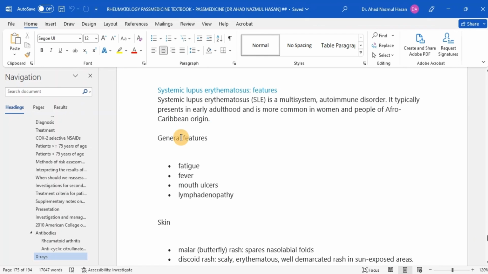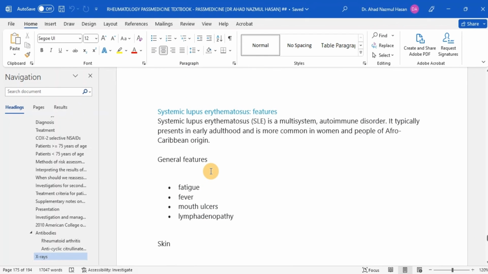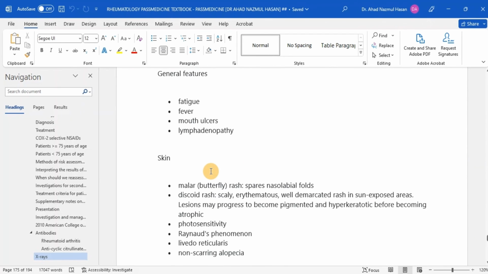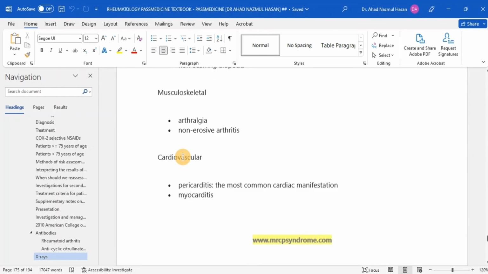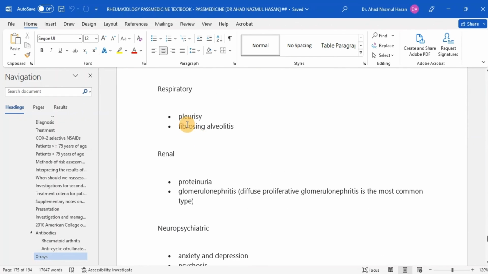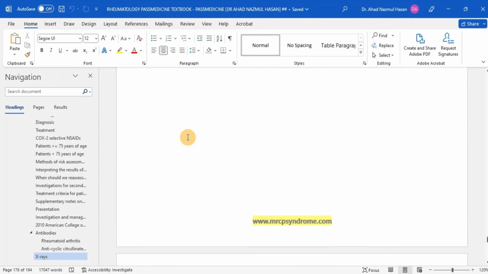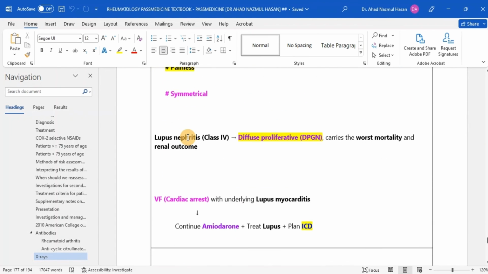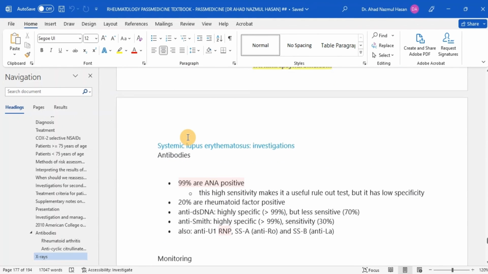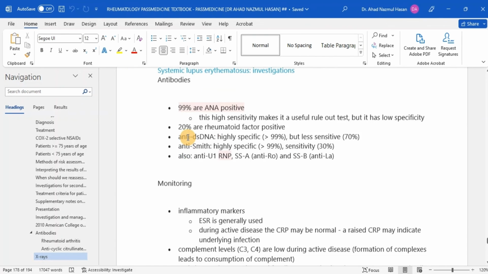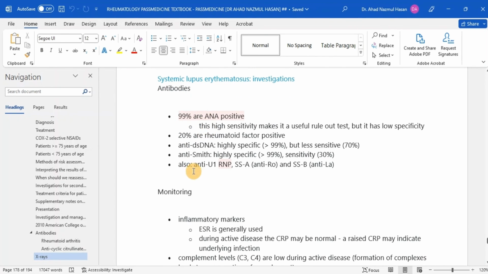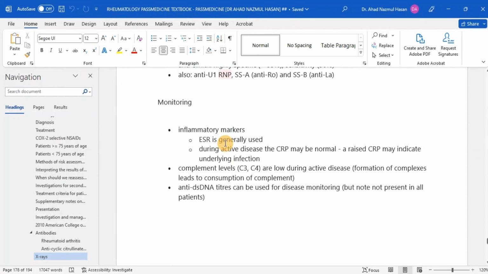SLE is also a FABSTAR topic. There should be multi-system involvement: skin, musculoskeletal, cardiovascular, respiratory, renal, neuropsychiatric. SLE investigation: ANA is the gateway. It carries the highest sensitivity, and anti-Smith and anti-dsDNA are highly specific.